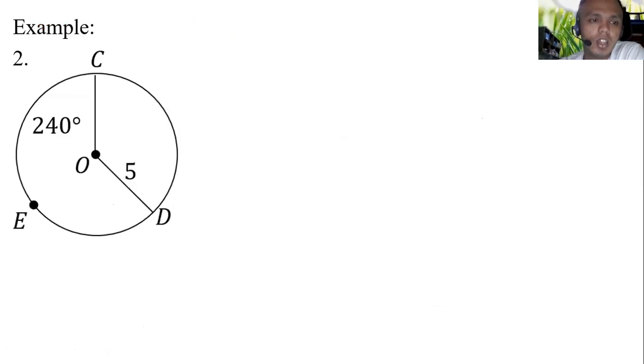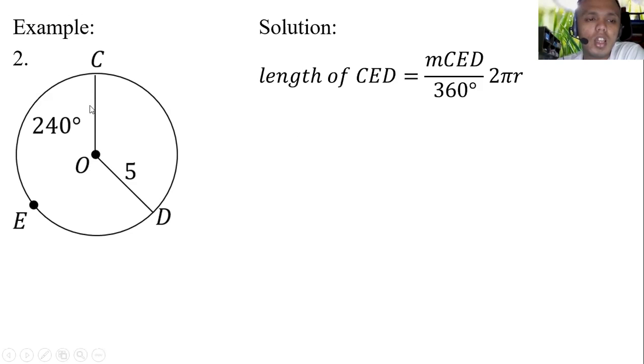Next, number 2. Ito ulit yung figure. No? So, this time, circle O, may central angle siya na COD, then arc CD. Now, the radius here is 5. The measure of arc here is 240. What is the measure of arc CED? Sorry. Itong 240 pala sa CED to. Hindi this one ha. Ito pala. No, mali ako. CED.